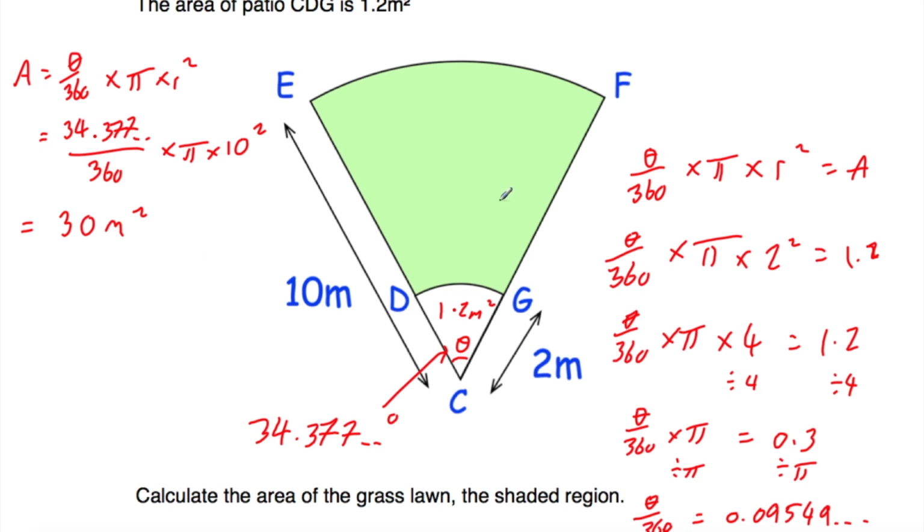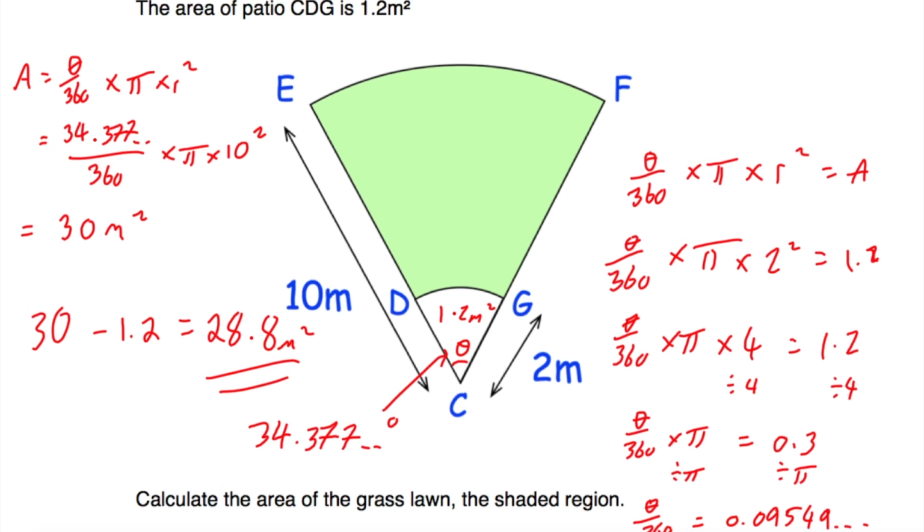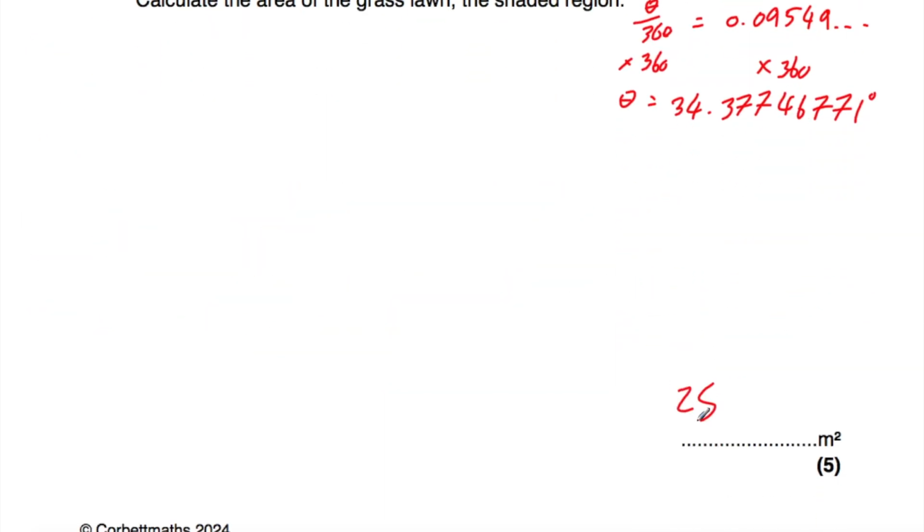That's fantastic. So we want to find the area of the shaded region. The whole sector is 30 meters squared. This sector is 1.2 meters squared. If we take them away, that's equal to 28.8 meters squared. And that's it. So the area of the grass lawn is 28.8 meters squared.